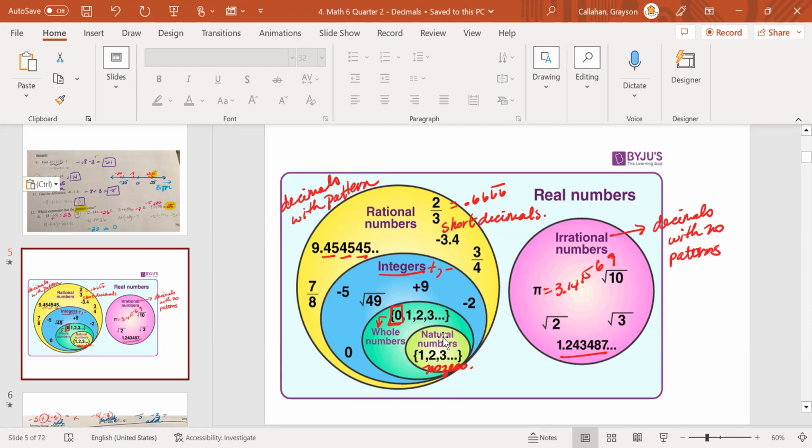Whole numbers is everything that's in natural numbers, but you include zero. You paying attention over there? Yeah. That's the only difference. Whole numbers have zero. Both whole numbers and natural numbers do not have any negative numbers. Negative numbers go into integers.